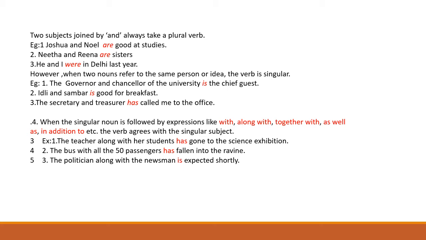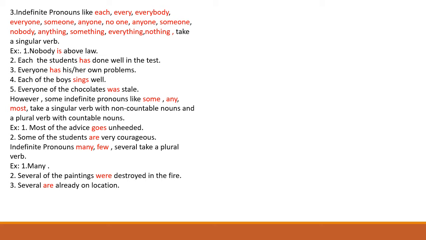Clear? Read it again. Third rule. Indefinite pronouns like each, every, everybody, everyone, someone, anyone, no one, nobody, anything, something, everything, nothing. All these pronouns are indefinite pronouns. They take a singular verb. For example, nobody. Nobody is about law. Singular verb is. Each of the students, though plural here, has done well in the test.